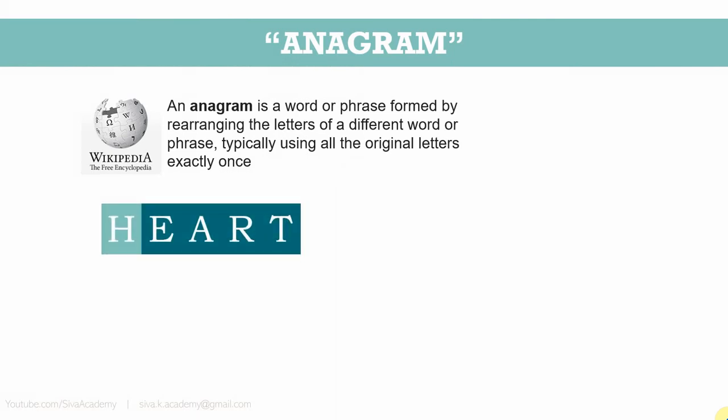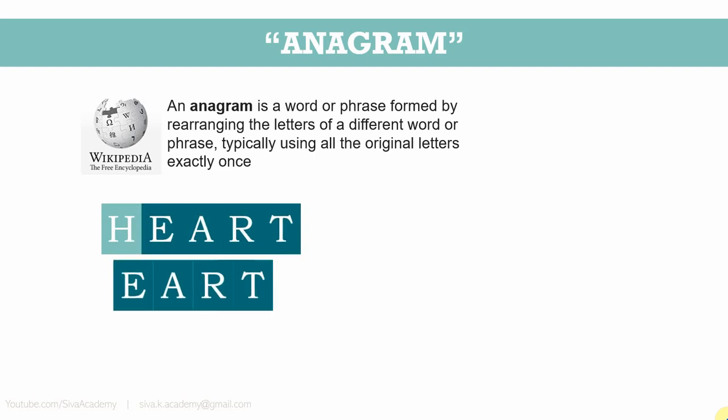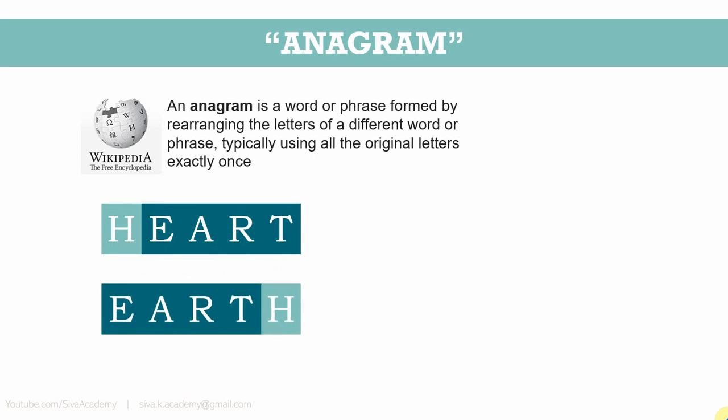Here is a word called heart, H-E-A-R-T. We can create another word by rearranging the characters of this word. For example, by rearranging these characters, we can create another word called earth, E-A-R-T-H. Similarly, by rearranging the characters of earth, we will be able to create the word heart. So in this case, these two words are said to be anagram of each other.